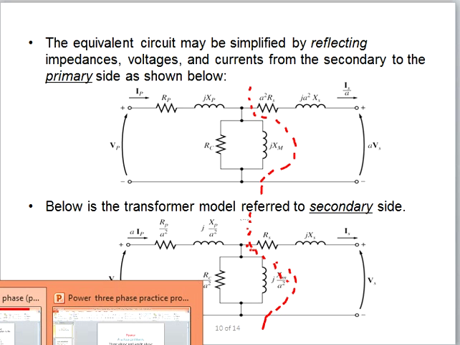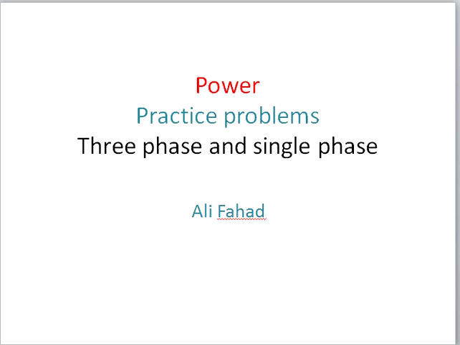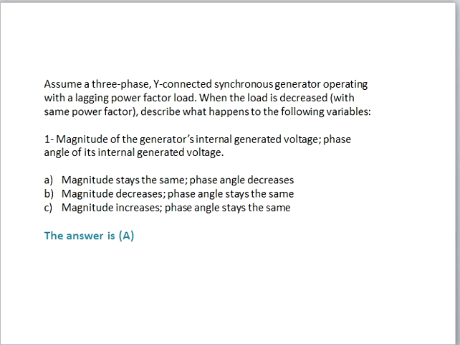And I have some questions to solve, some practice problems. Here's the first one. Assume a three-phase Y-connected synchronous generator operating with a lagging power factor. Just focus on the lagging power factor load. When the load is decreased, describe what happens to the following variables: magnitude of the generator's internal generated voltage, and phase angle of its internal generated voltage. The answer is A. What happened to the magnitude and what happened to the phase? So the magnitude is going to stay the same in this case, and the angle decreases.